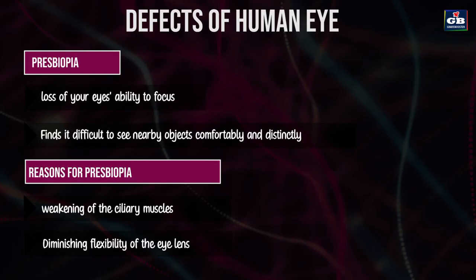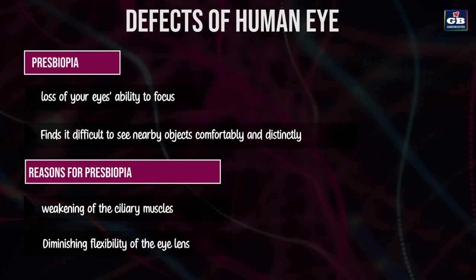So here there are two reasons for presbyopia. 1. Gradual weakening of ciliary muscles. So the ciliary muscles cannot contract and relax properly, so they will not be able to focus on the close-by or nearby objects.